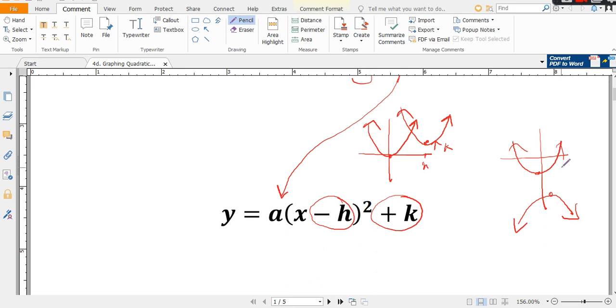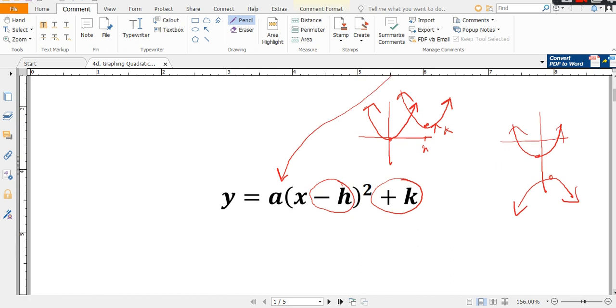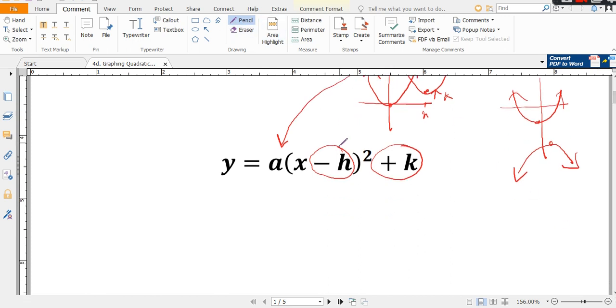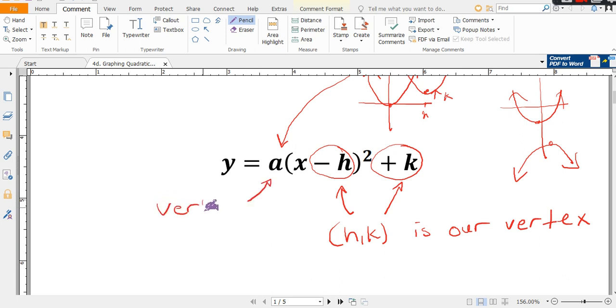Let me be more explicit about that. That means h and k is our vertex, and this is still our vertical stretch or compression. Now let's put this in action.